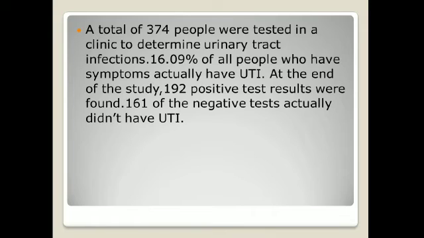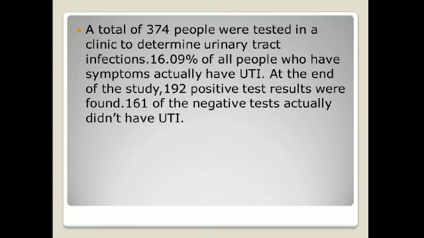A total of 374 people were tested in a clinic to determine urinary tract infection. So the total number of people who were screened was 374, out of which 16.09% of all people who have symptoms actually have UTI. So there are many people who are showing the symptoms of UTI, but among them only 16.09% of people actually have the UTI. Okay.